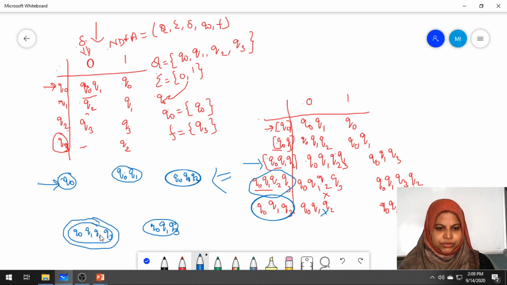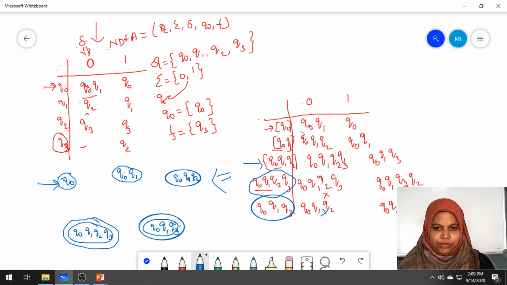Q naught Q1 Q2 Q3 is one final state, one more final state is Q naught Q1 Q3. This is also the one final state, right. Now, this is the DFA. Now, initial state, we recognize the initial state and we recognize the final state.